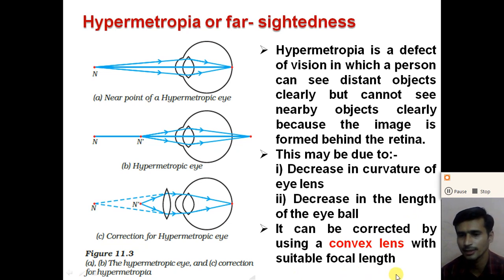If you have glasses for near vision, which lens will be in those glasses? It will be a convex lens. So with the help of the convex lens we can correct the hypermetropia defect of vision.